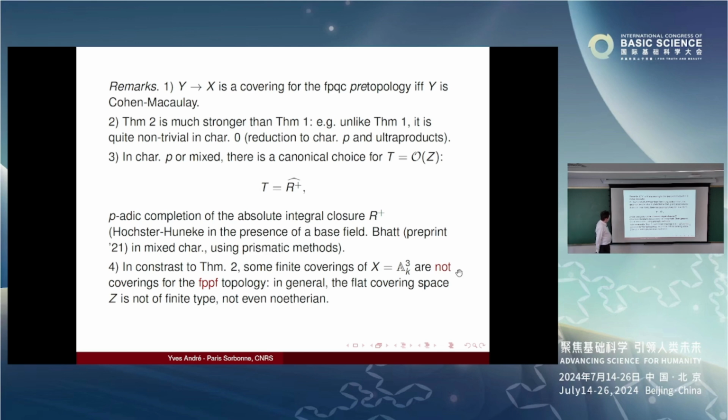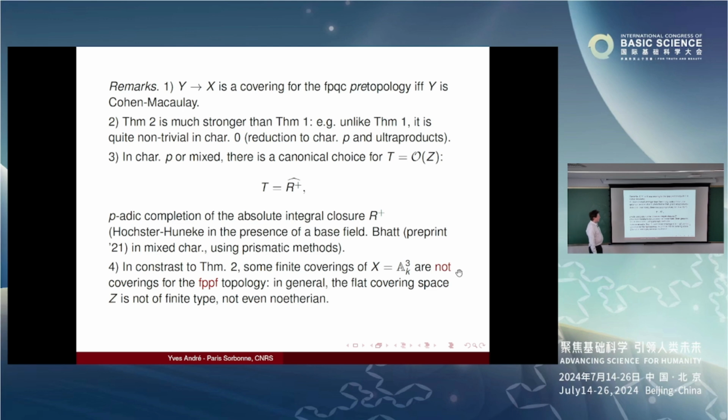So the third remark is that now one knows, quite recently in fact, that there exists in all cases a canonical choice for Z, or for T, which is a ring function of R. This is R plus hat, where R plus denotes the absolute integral closure, so the integral closure in some fixed algebraic closure of the field of fractions of R. Assume that R is an integral domain here. And the hat here is for p-adic completion in the mixed characteristic case. So this was proven by Hochster and Huneke in characteristic P, and it was proved recently by Bhatt.